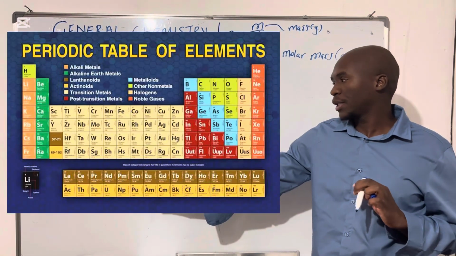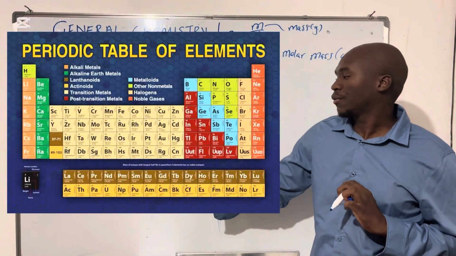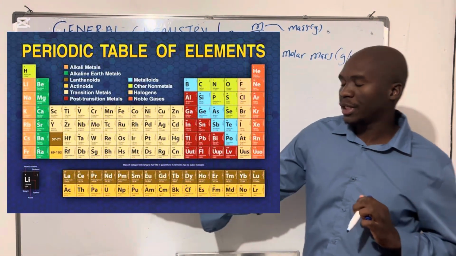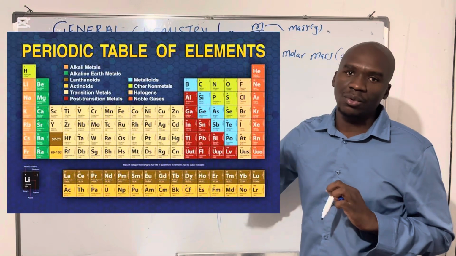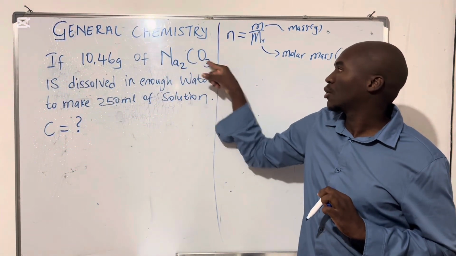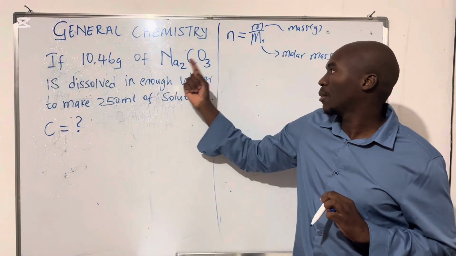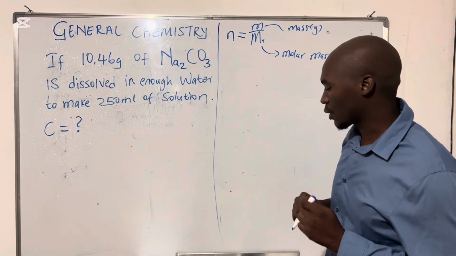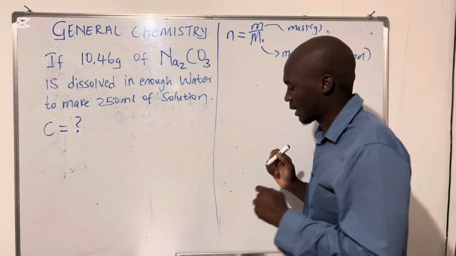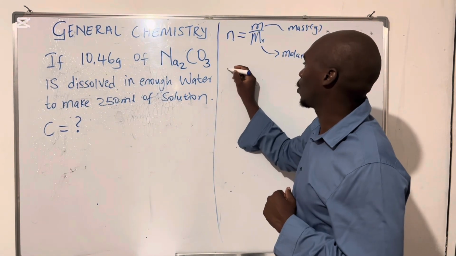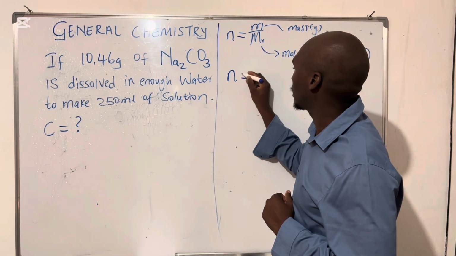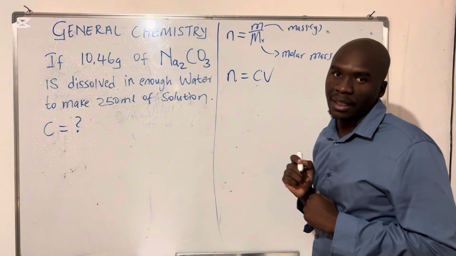Let me attach the periodic table here to see. So if you check it out, this is the periodic table. On the periodic table, what you have to look for is Na, C, and also O, whereby this is sodium, carbon, oxygen. So now let's start with the molar mass first. And we also know, before I even talk about the molar mass, that N is equal to CV, the number of mole.